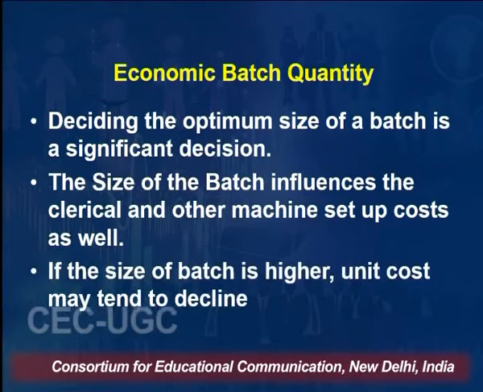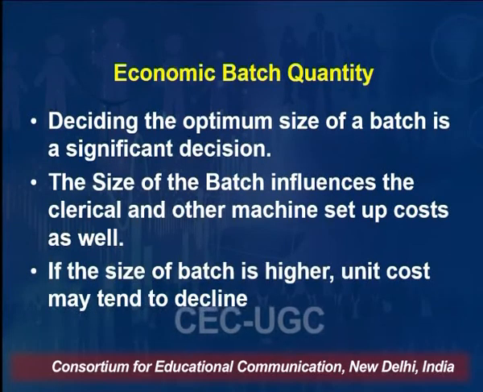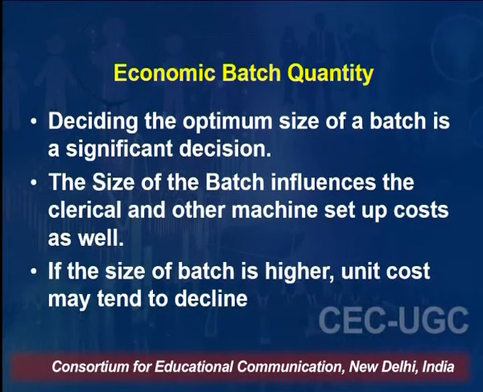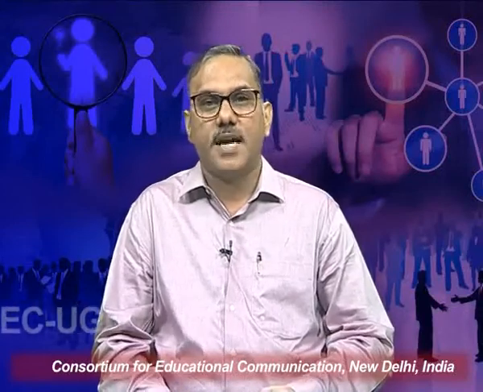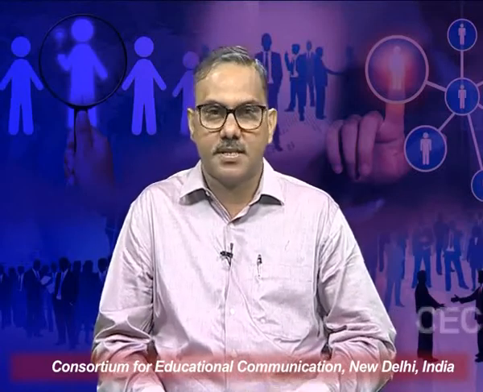And if the size of batch is higher, then of course your unit cost will tend to decline. So we have to keep this in mind, that at the end of the day we have to be cost effective, because in this competitive environment we cannot increase the selling price. We have to work on how to reduce my cost, and calculation of economic batch quantity is an answer to that: if the size of my batch is higher, of course my unit cost may tend to decline.